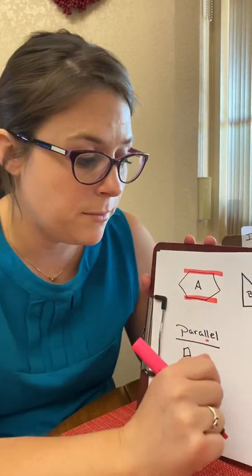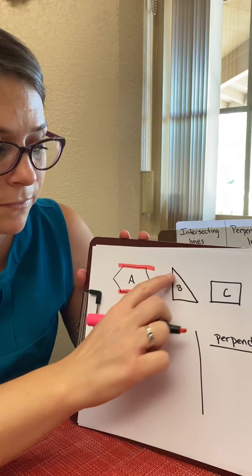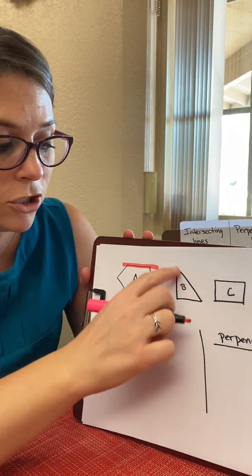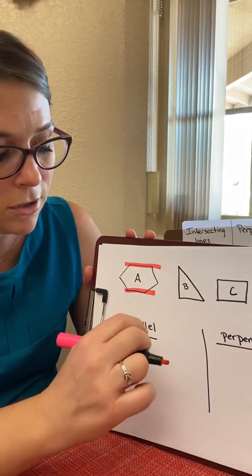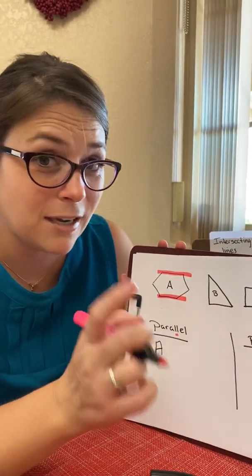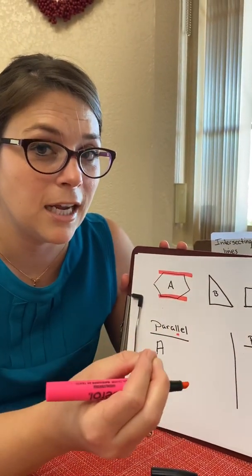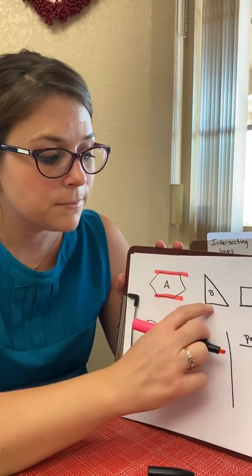Now I'm going to move on to B. B is a triangle. Has 3 sides. Do I have any lines that don't intersect? And the answer is no. So triangles will never be parallel. They're always going to have to touch because there's 3 sides.